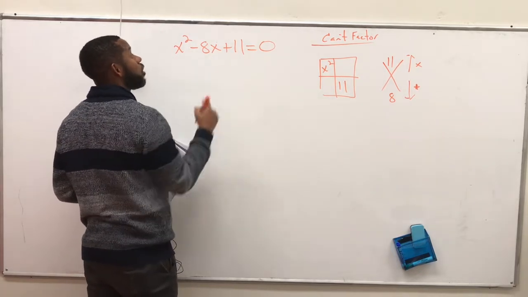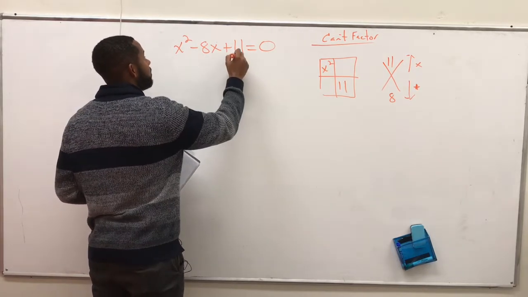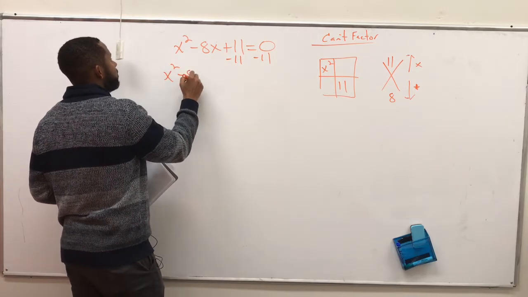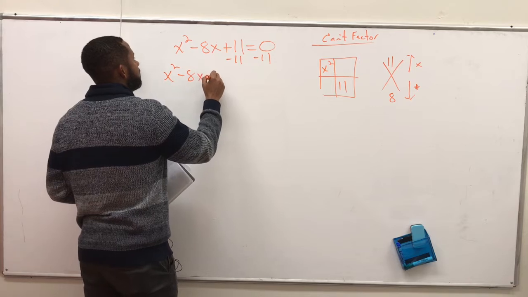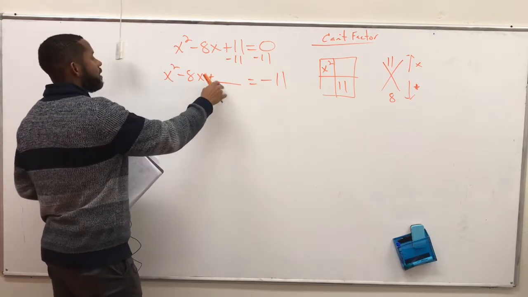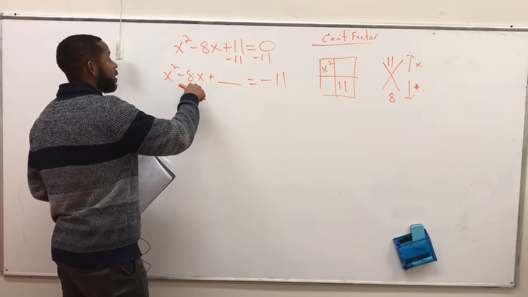It's already set equal to 0, so I'm going to say minus 11 and minus 11. So I have x squared minus 8x plus some number which I don't know equals negative 11. I'm going to create that perfect square from this.